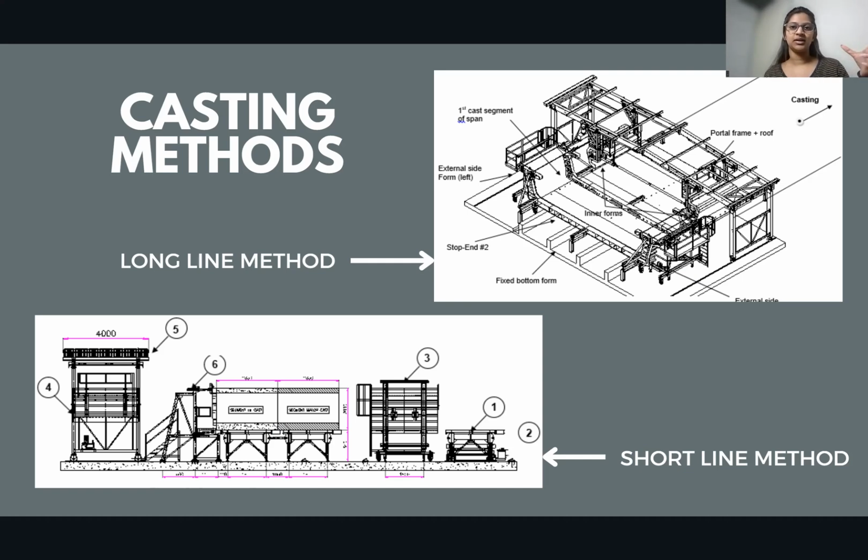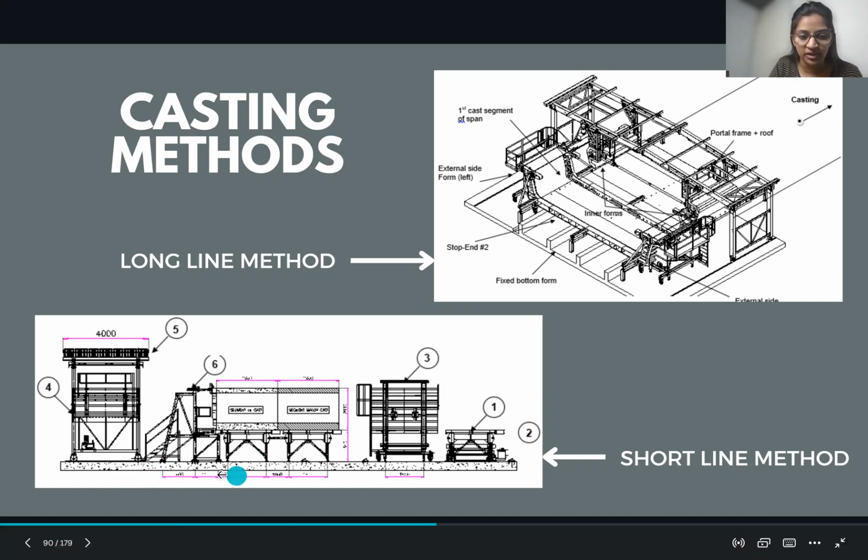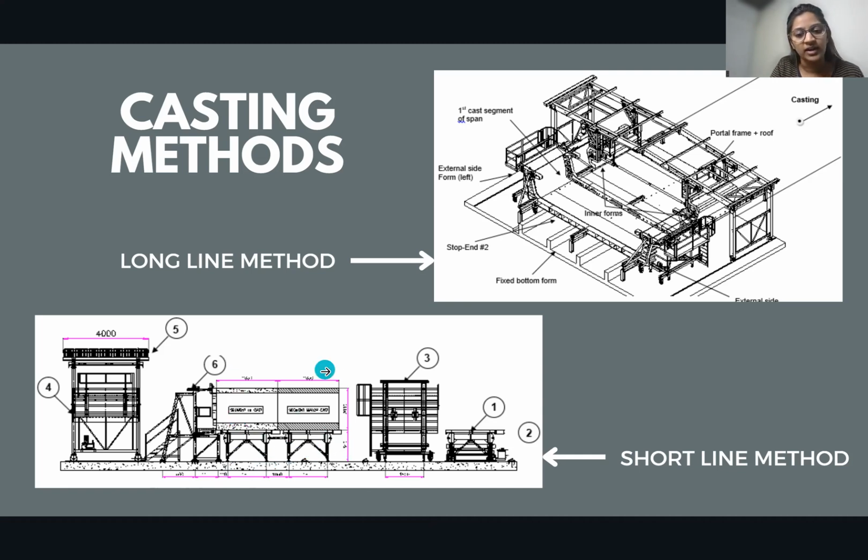So when one particular segment is cast over here, the immediate next matching segment should be cast right next to it. That's why they don't have a fixed bed over here. This is the ground that you can see. This is one bed for this particular segment, and this is another bed for another individual segment. This is how the short line and the long line methods work with respect to the various methods of casting.